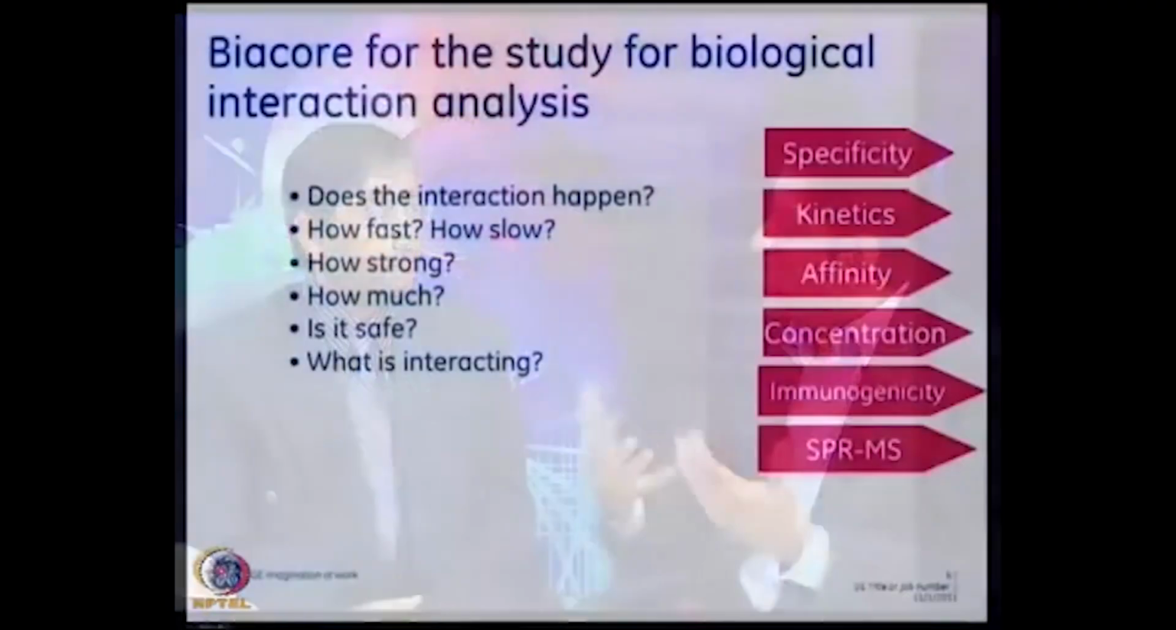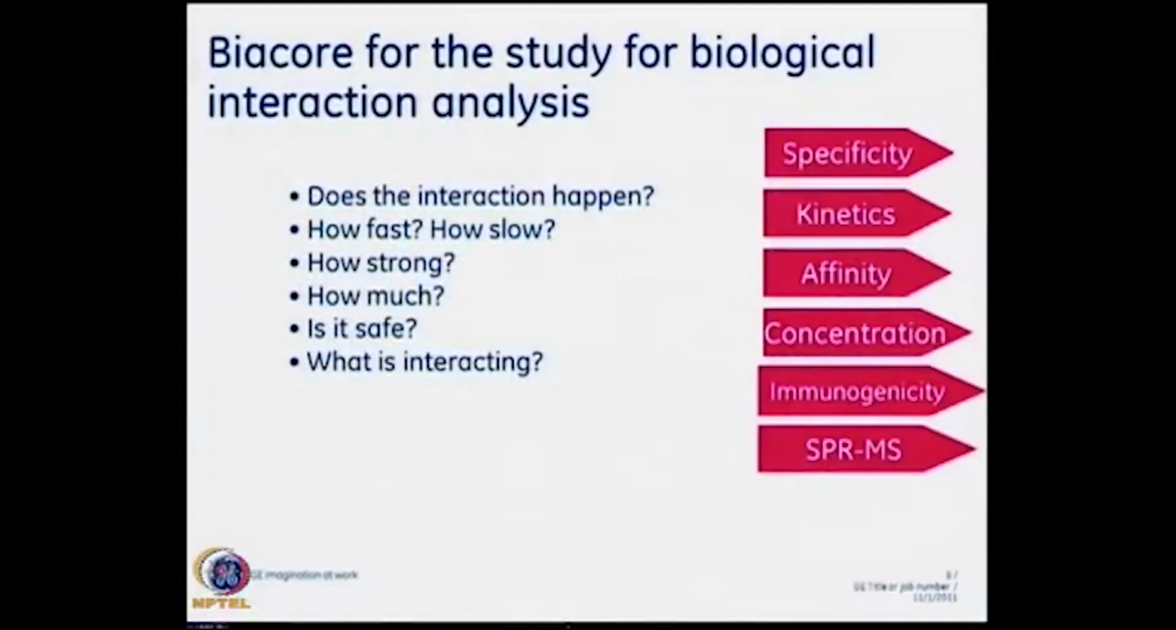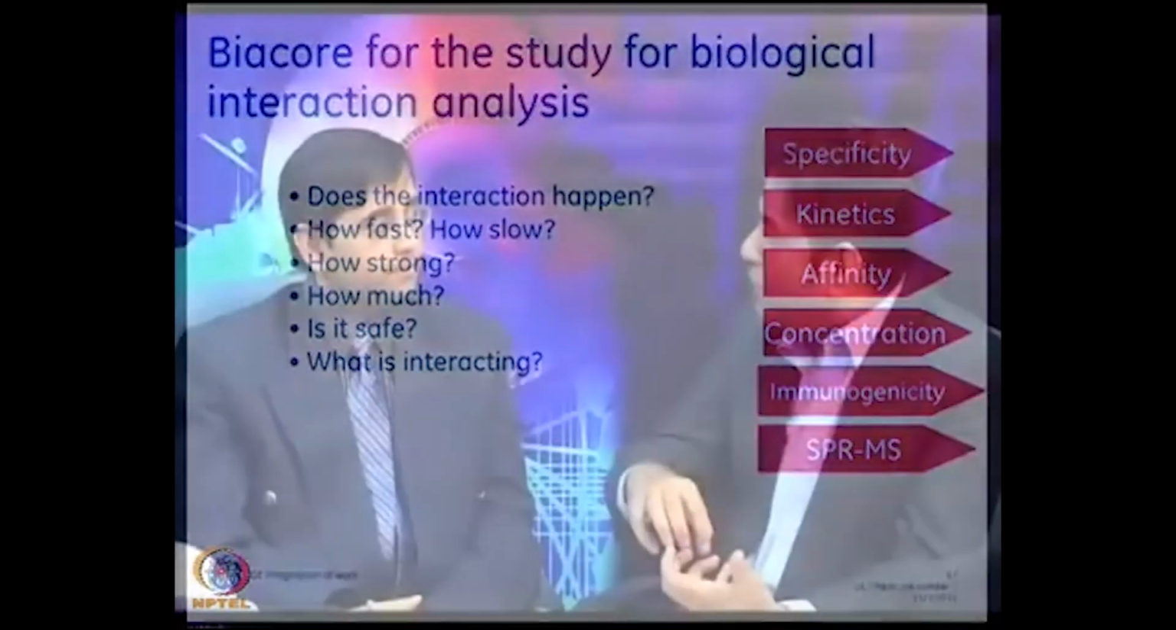The second question you ask is, how fast is the interaction or how slow is the dissociation? The third question that you ask is, how strong is the interaction? So what is the affinity of the interaction? The fourth question you ask is, how much of the analyte is there? Which means, what is the concentration of this analyte? Sometimes in drug industry you ask, is this interaction a safe interaction or not?